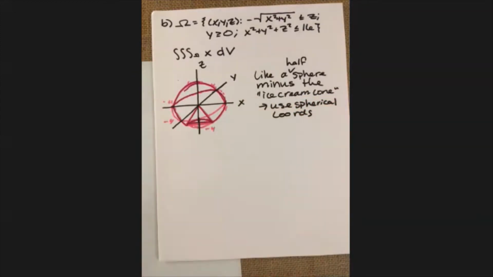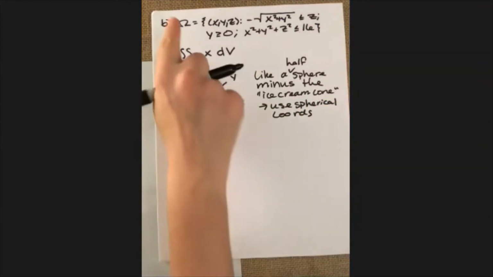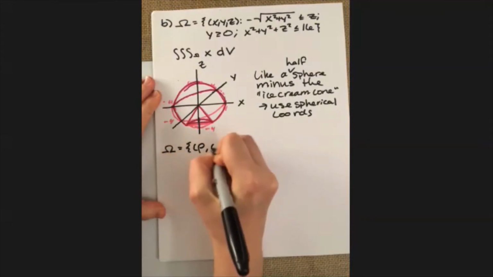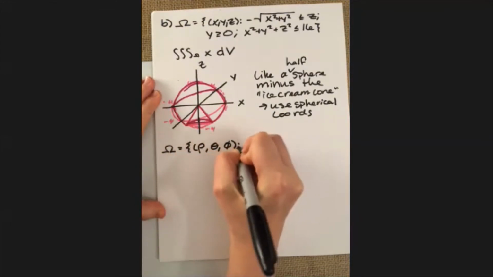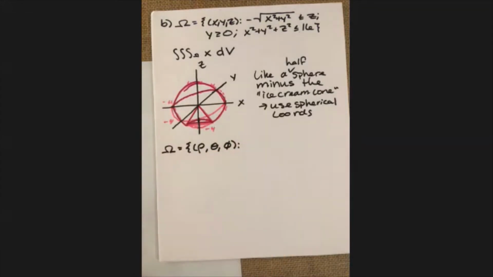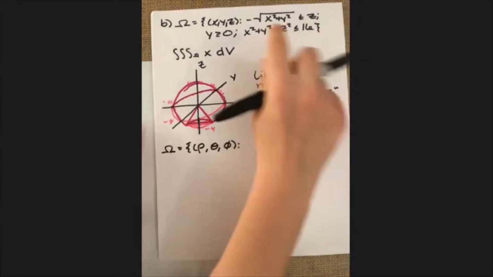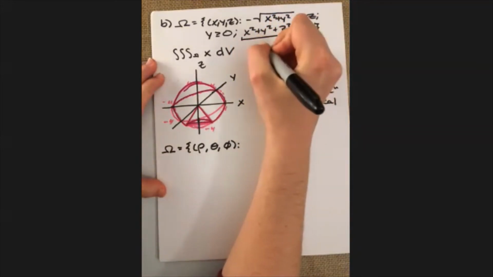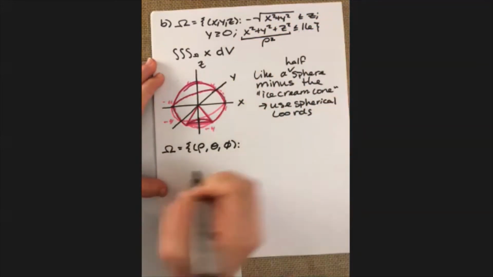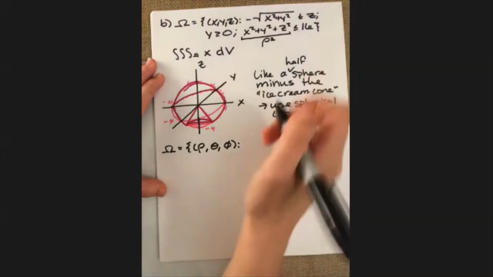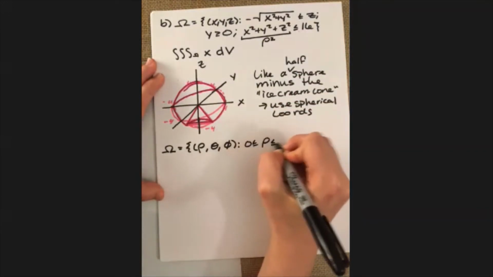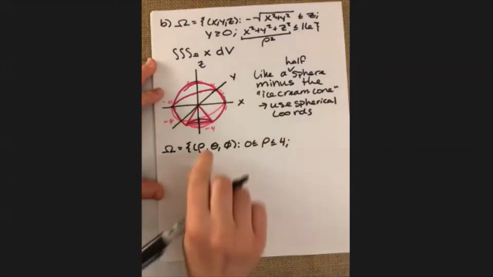All right, so now that we've decided that we want to use spherical coordinates, we know that we want to re-express omega as being equal to something in terms of rho, theta, and phi. And we just have to come up with the restrictions for each of those. Rho is actually really quite easy because we can look back up to here and say, okay, this guy right here is rho squared. So we're going to need 0 less than or equal to rho less than or equal to 4 in this case.